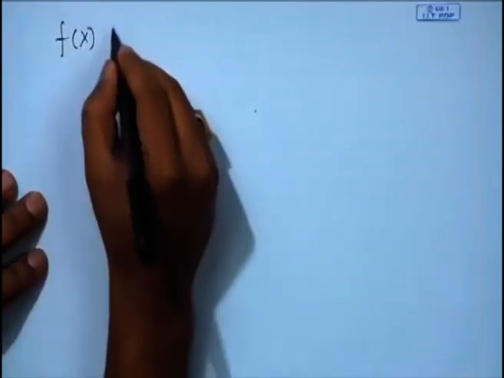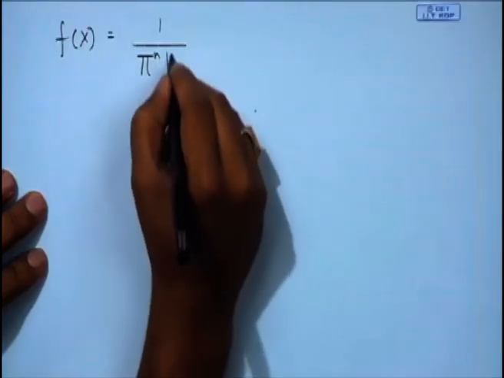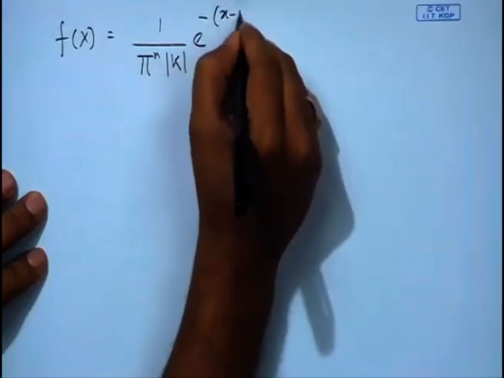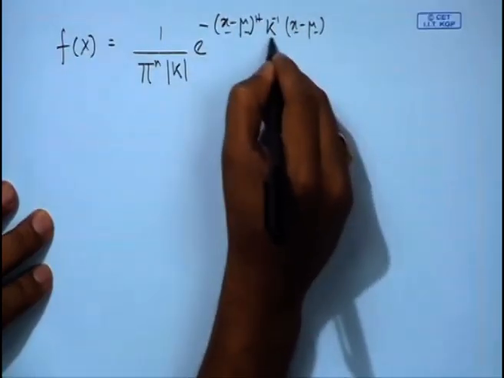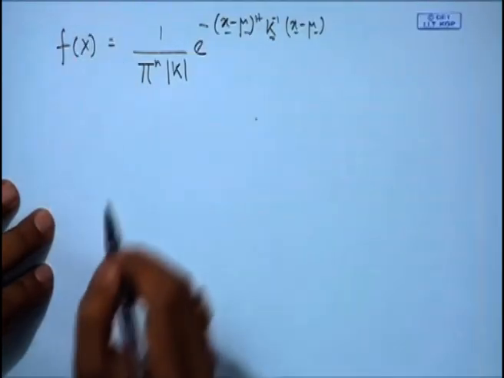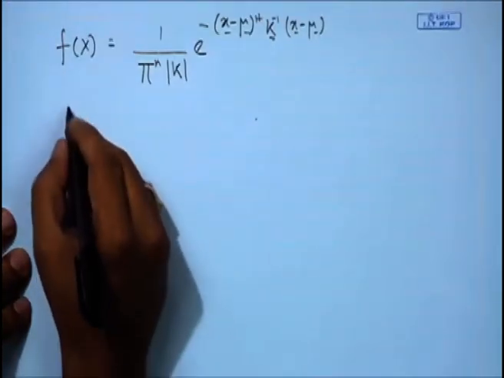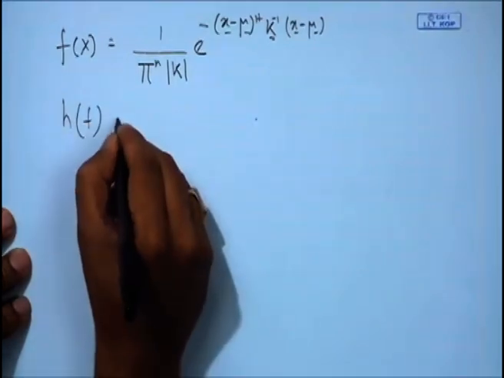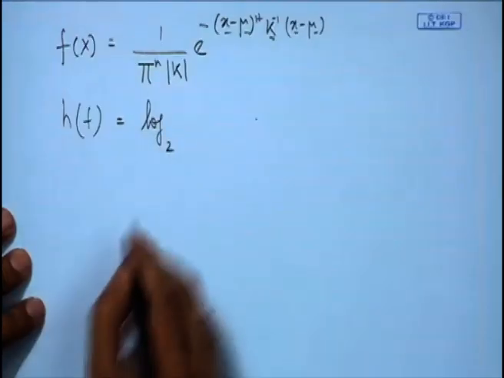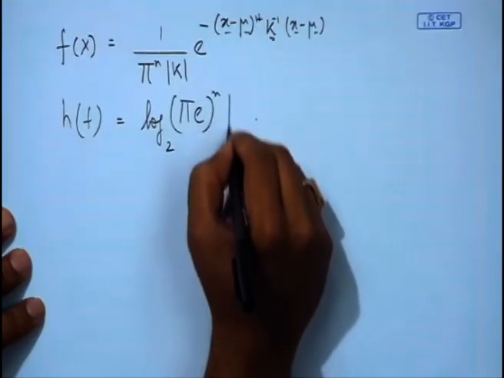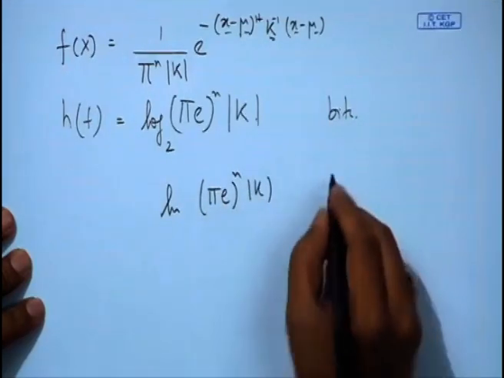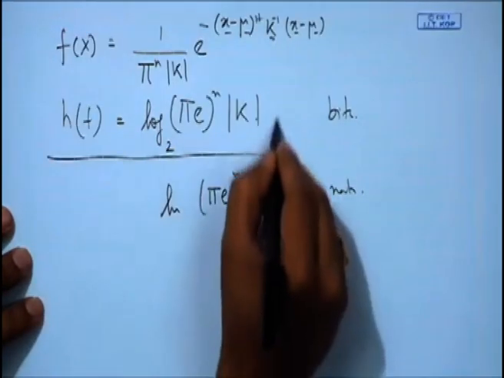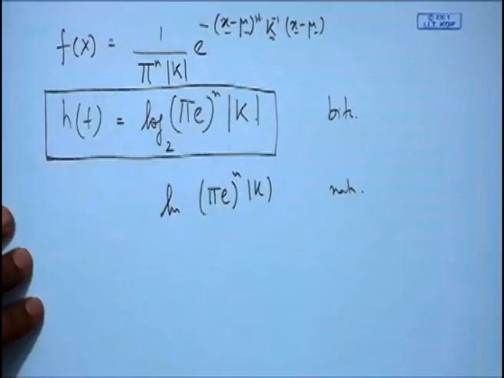So in the case of complex Gaussian, f of x is given by 1 upon pi raised to the power of n times determinant of K, e to the power of minus (x minus mu) Hermitian times K inverse times (x minus mu), and remember all of these are vectors. K is a matrix. So this is the expression of f of x. If we have to calculate h of f, what we would be getting, and what is important, is log 2 of (pi e) raised to the power of n times determinant of K in bits, or ln of (pi e)^n determinant of K in nats. So this is the expression of h of f when x is complex Gaussian distributed with n components.